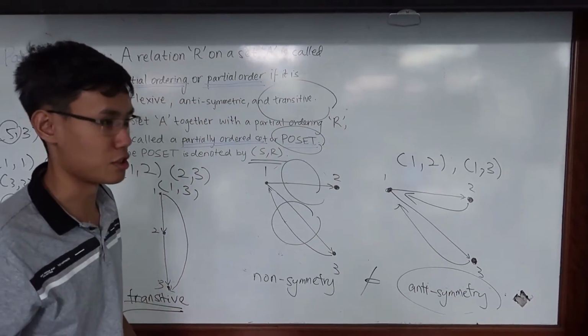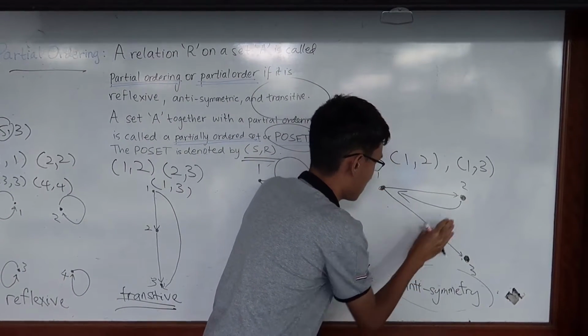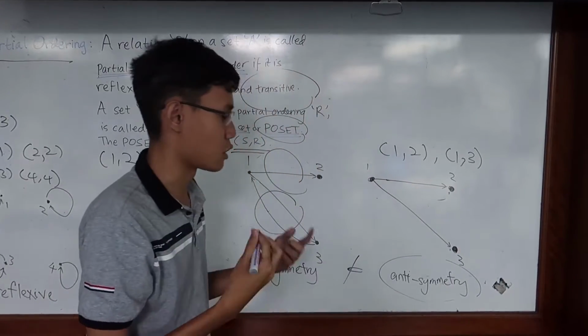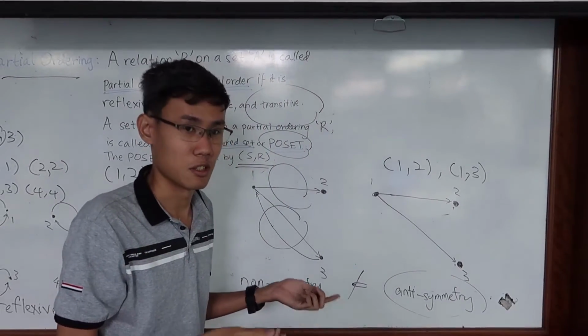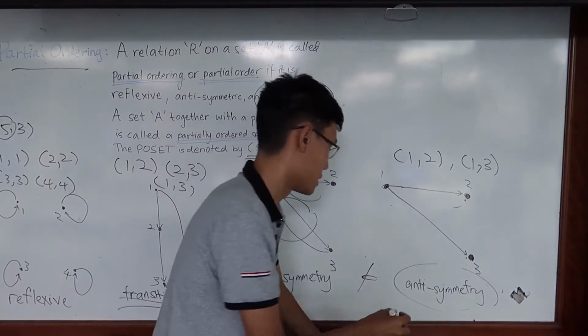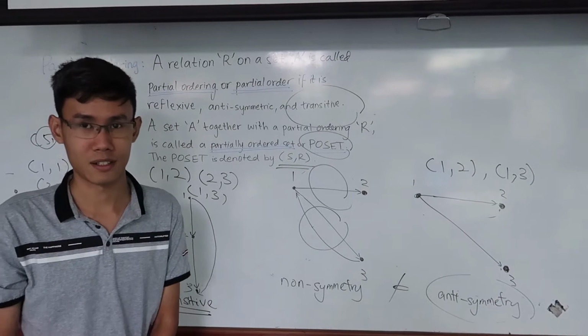Because for antisymmetry, the diagram or the relation must only have 1 edges. It means that it could not have parallel edges. If it has more than 1, or at least 1 parallel edges, then it is not antisymmetric. So this concludes my part.